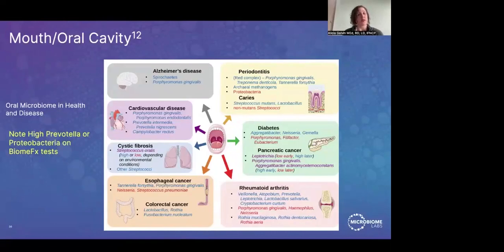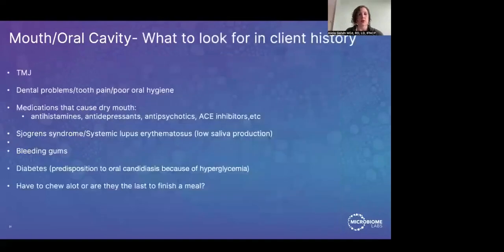So things like having really high Prevotella, having really high proteobacteria, if they have really low stomach acid and you're getting a lot of these oral microbes translocating from the mouth to the GI tract, then that could also be a clue as far as their upper gut digestion. So just wanted to mention that this is definitely something to consider.